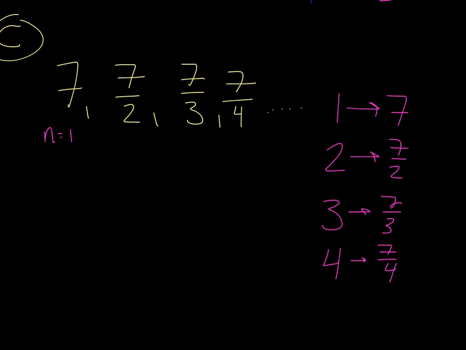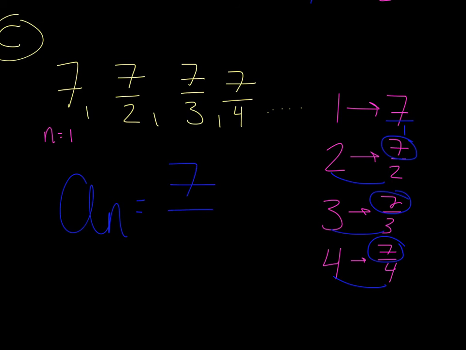So I think there's one fairly nice thing about this: notice the numerator is always the number 7. And technically you can consider that as 7 over 1. And looks like the denominator is just the value of n. So this is a really simple one. I would just say a sub n equals 7 divided by n. So the first term, a sub 1, should be 7 over 1, which is 7. A sub 2 would be 7 over 2. A sub 3 would be 7 over 3, etc.